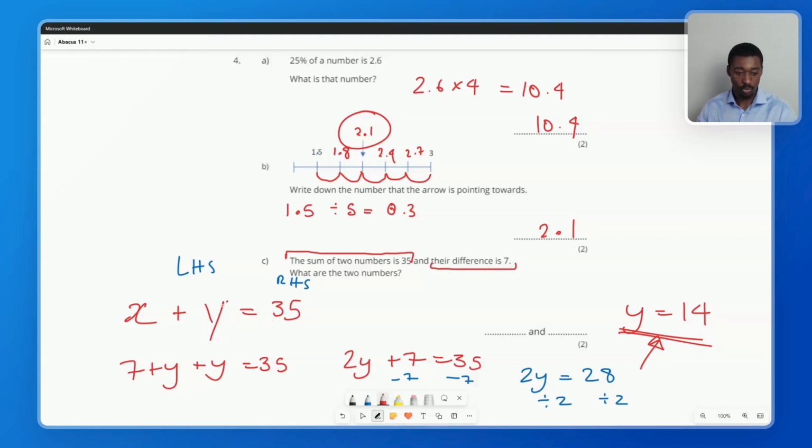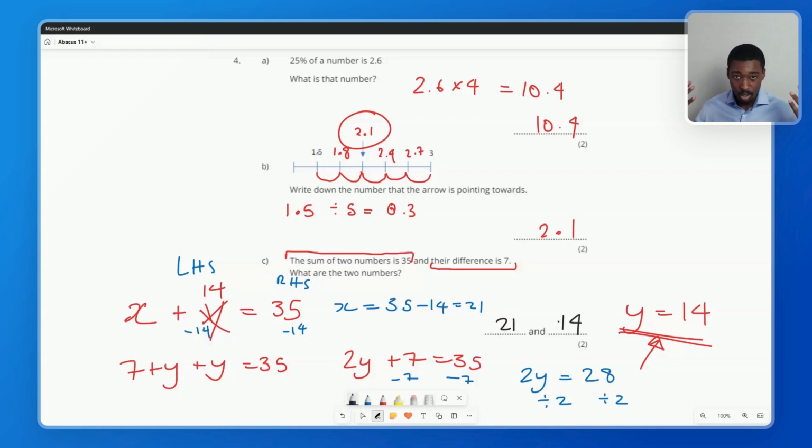But now we can work out what X is because X plus Y equals 35. And if Y is 14, that means X plus 14 is 35. So we can minus 14 from both sides of the equation. And we have X equals 35 minus 14, which is going to be, well, 35 minus 10 is 25. 25 minus the extra 4 is 21. So X equals 21. And there we have it. The two numbers are 21, we'll put it in black, and 14.